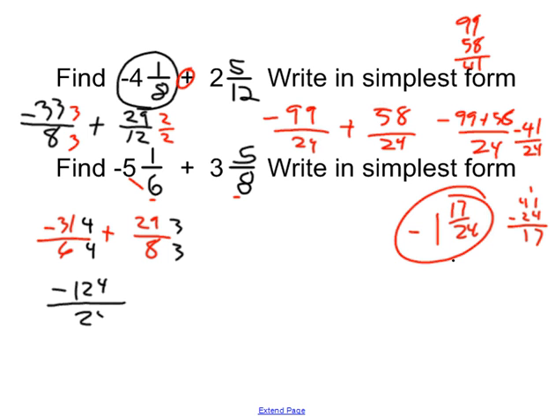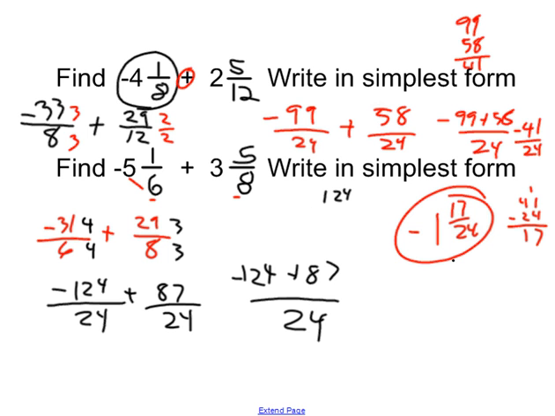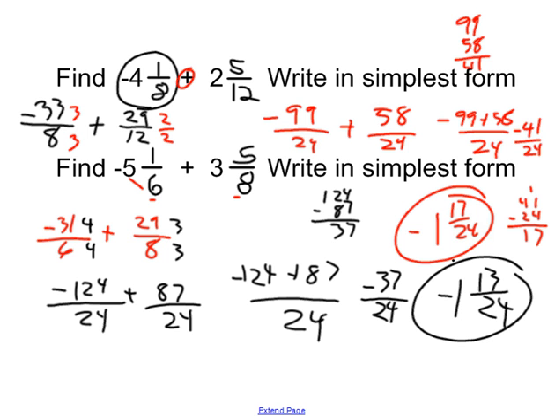and that would be negative over 24. And 29 times 3 would be 87 over 24. I'm adding these, so it's negative 124 plus 87 all over 24. Looks to be 37, and it would be negative 37 over 24, which in this case would be a negative 1 and 13 24ths, and that can't be reduced. Negative 1 13 24ths.